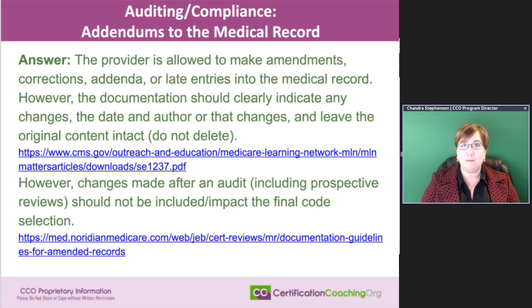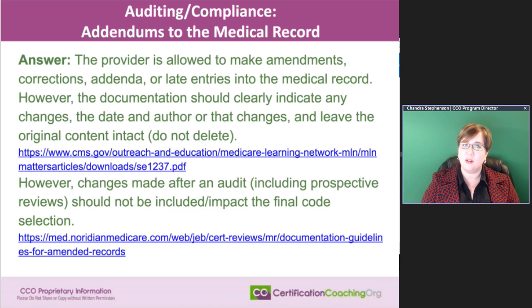Making changes after an audit or a prospective review, where you've got somebody reviewing the charges before they go out the door, can get you into trouble from a compliance perspective. And you really should not be making changes to the level of service after a review if it's simply that they didn't like the level of service that was reported, or they said, oh, well, it shouldn't have been that low, it should have been higher because I forgot to document something.